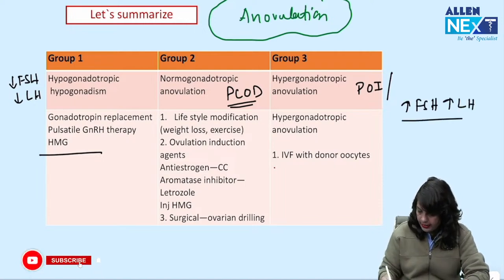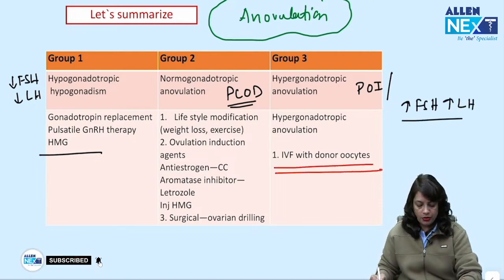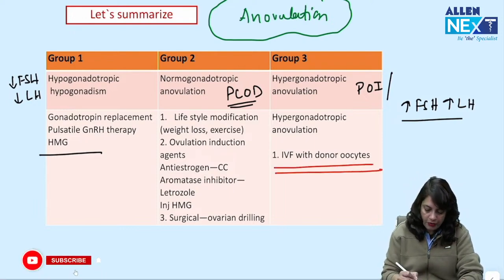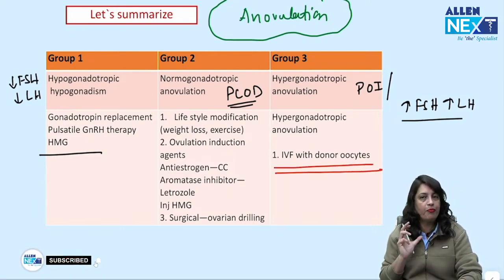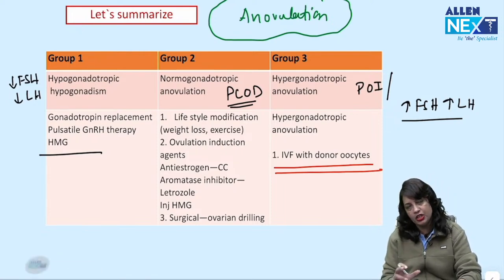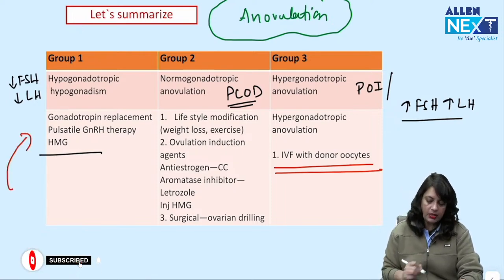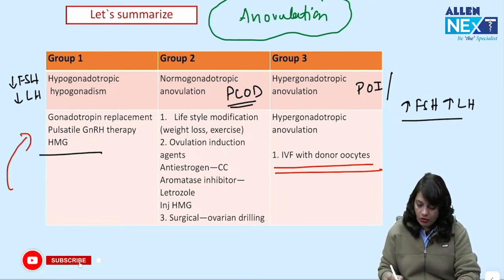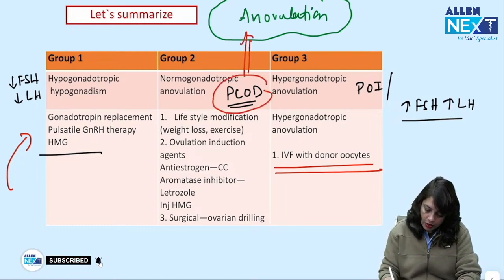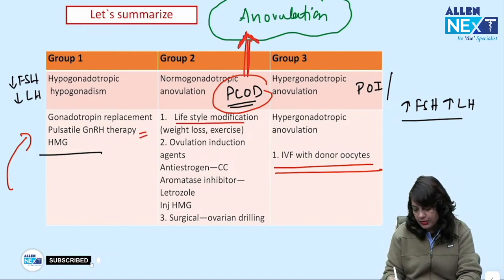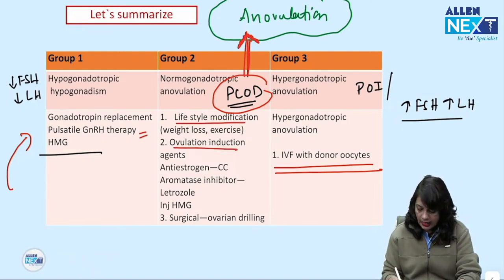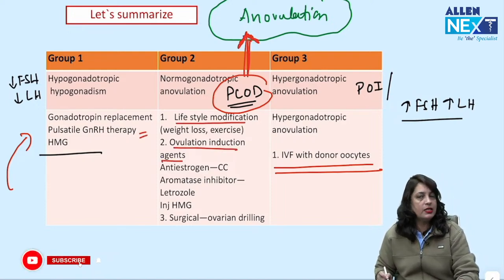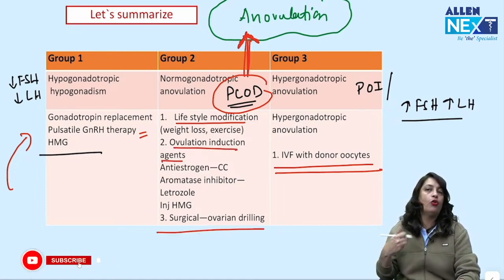So here I have already discussed the treatment: IVF using donor oocytes. If it is pituitary failure, a problem at the level of the pituitary or hypothalamus, there is a GnRH deficiency, and you can try giving GnRH pulsatile stimulation. Now PCOD, which is the most common cause of anovulation, first step is always lifestyle modification, second is ovulation induction agents like letrozole or clomiphene citrate, and third is ovarian drilling.